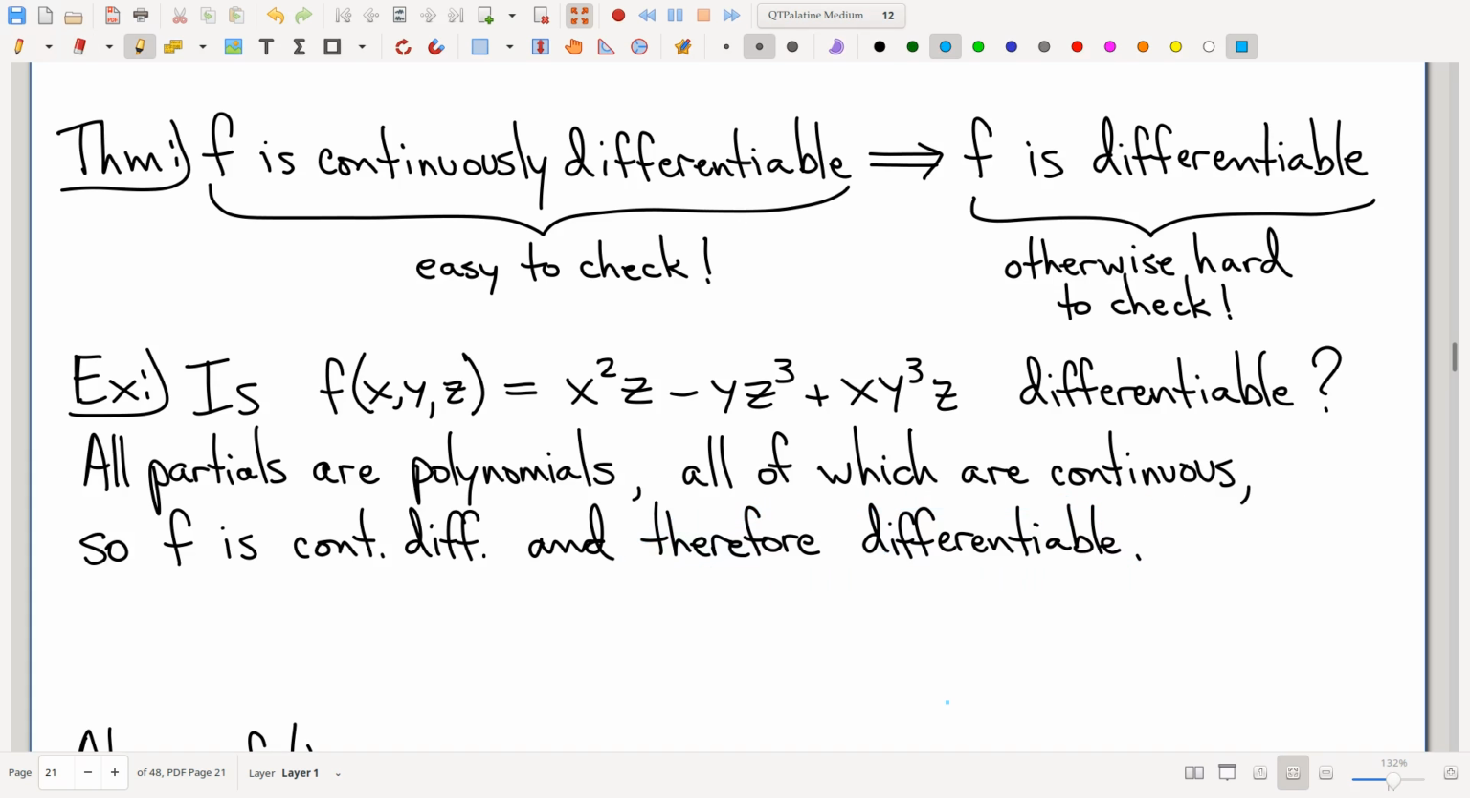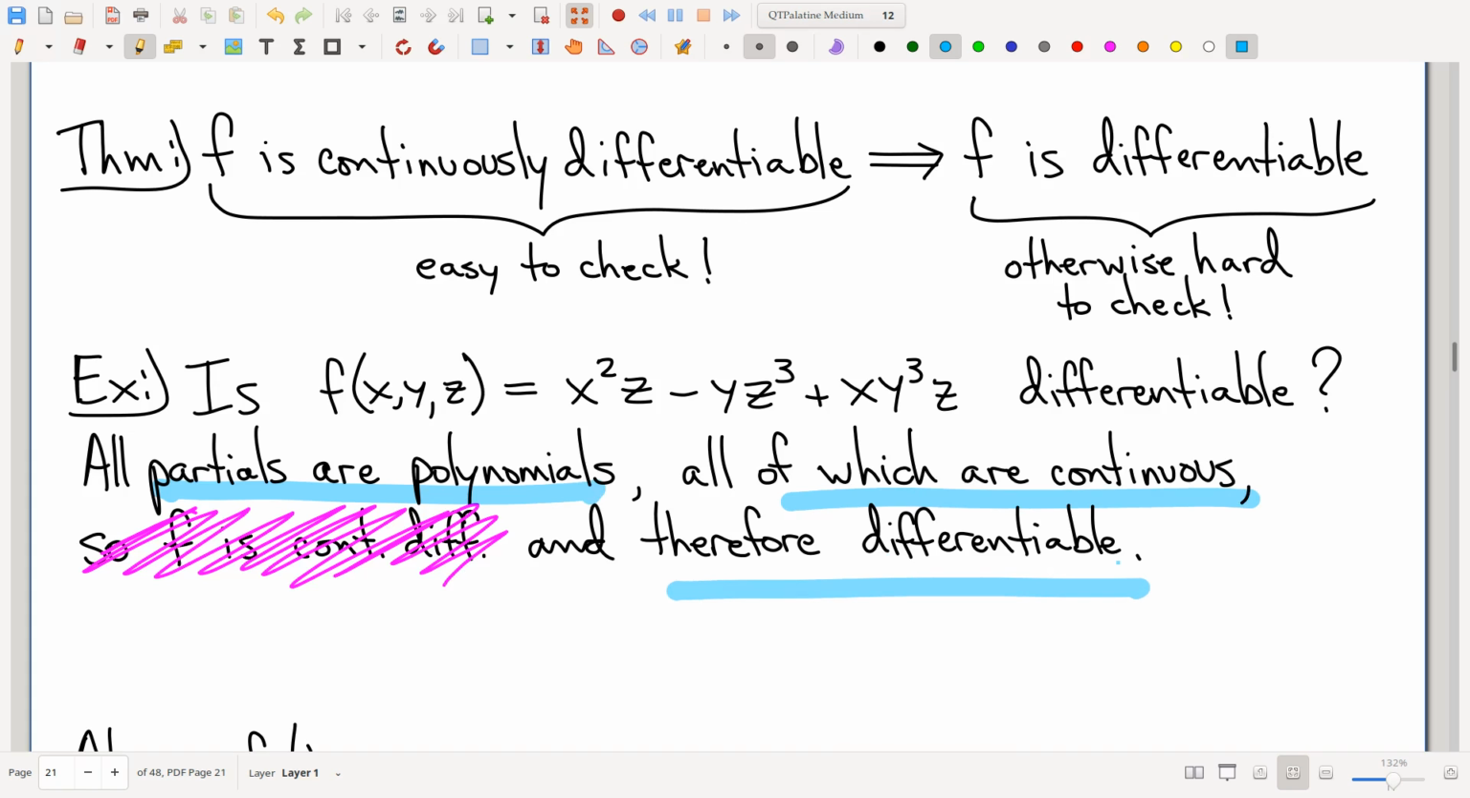So make sure to show all the steps. Right, it's easy to kind of gloss over some things. So, for example, if a student were to maybe forget to say this part here. If a student were to say, okay, well, the partials are polynomials, right? True, good. Polynomials are continuous, right? Absolutely. And therefore, this function's differentiable.